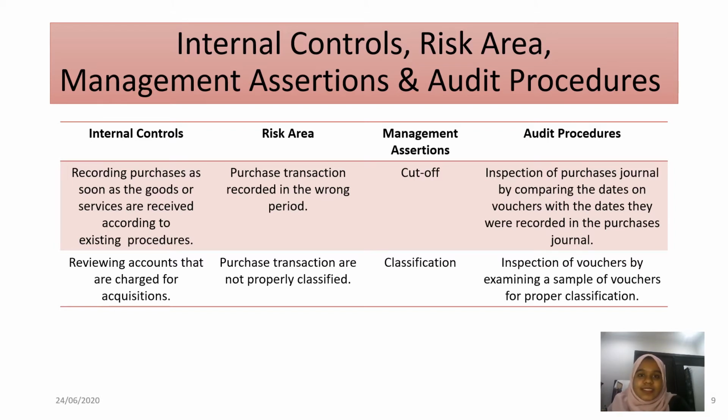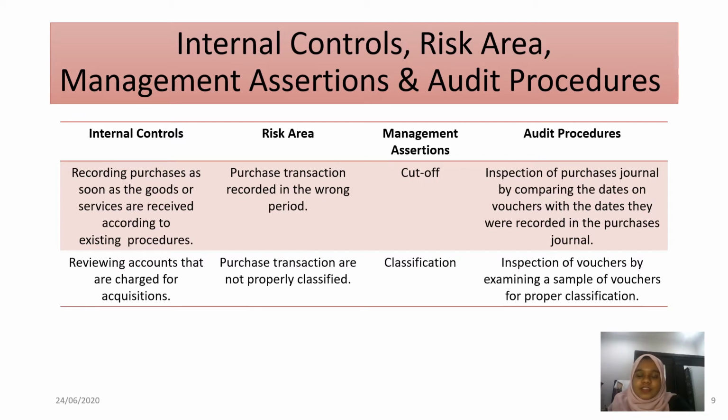So the next internal control is reviewing accounts that are charged for acquisitions. However, the possible misstatement here is that purchase transactions are not properly classified. So the management assertion is classification. This is because classification ensures that the purchase-related transactions are properly classified.